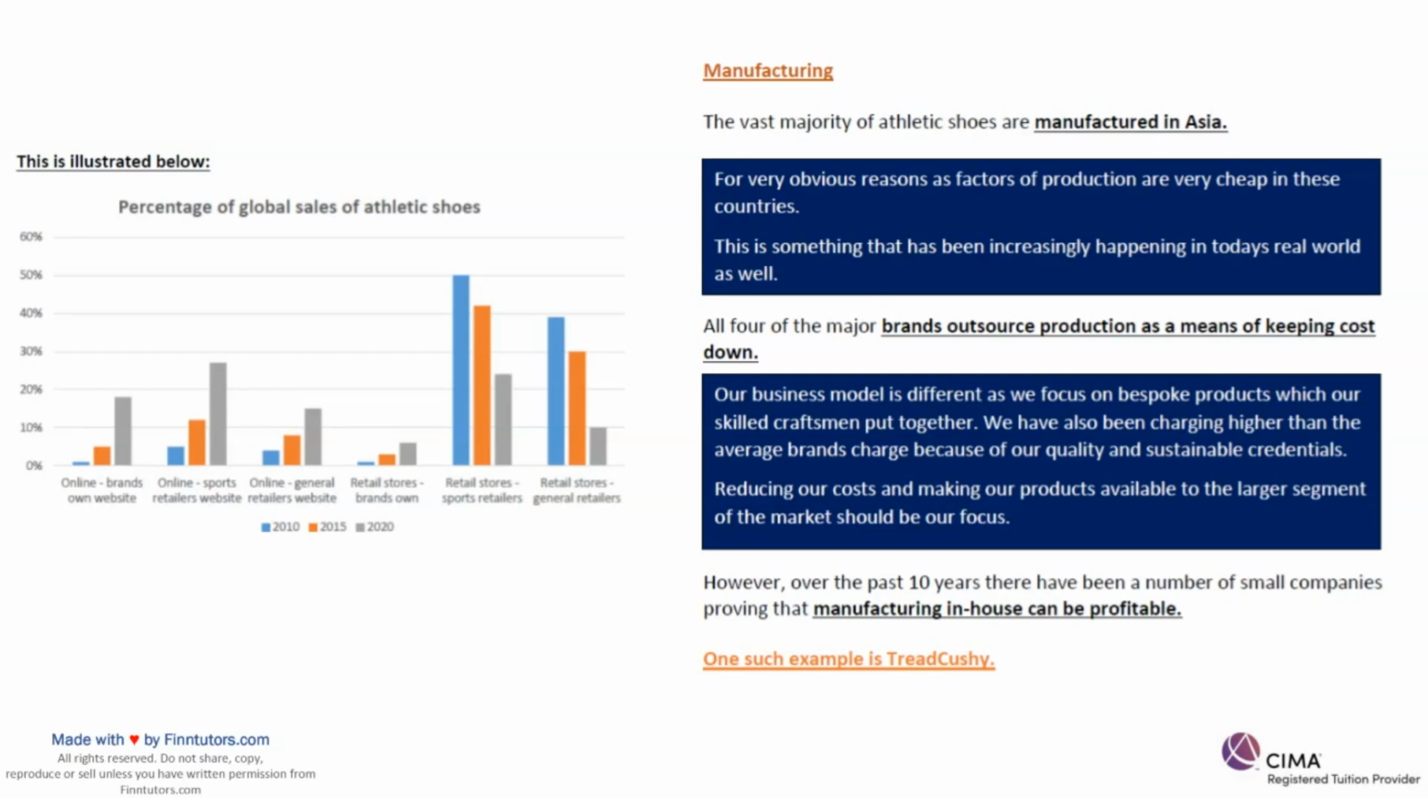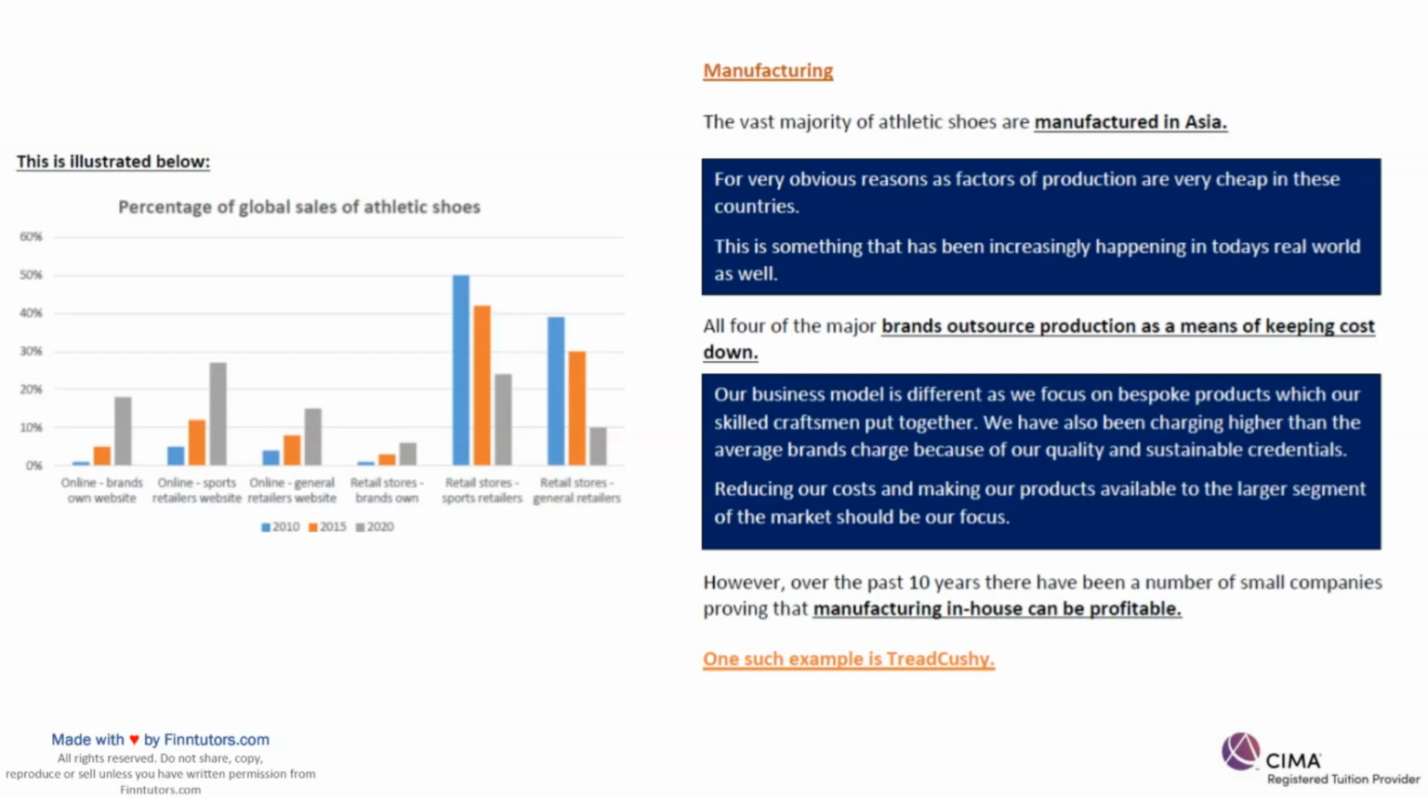Manufacturing now. The vast majority of athletic shoes are manufactured in Asia for very obvious reasons, as factors of production are very cheap. This is something that has been increasingly happening in today's world. So if TreadCushy wants to expand its production facilities, there can be an opportunity to set up a production facility in Asia. All four of the major brands outsource their production as a means of keeping costs down, which means these four brands outsource productions.